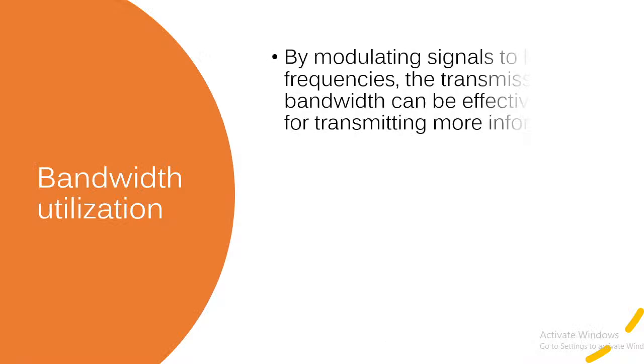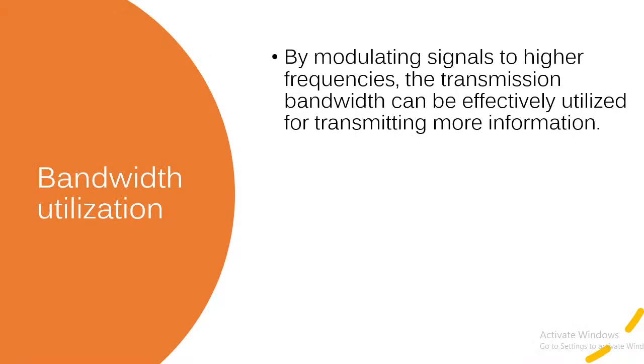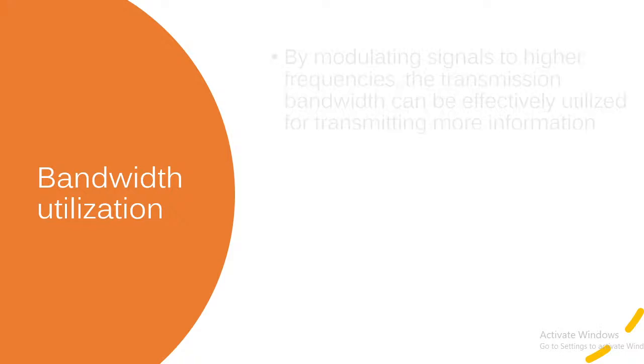Next, bandwidth utilization. As I have told, modulating the signal to a higher frequency. Suppose you are using 10 hertz and 100 hertz. The lower frequency is 10 hertz. Its 10% is 1, so the bandwidth will be 1. At 100 hertz, 10% will be 10. So same 10%, but at 100 hertz you have 10 bandwidth. So 10 times the bandwidth. That is how bandwidth increases as you go to higher frequency.